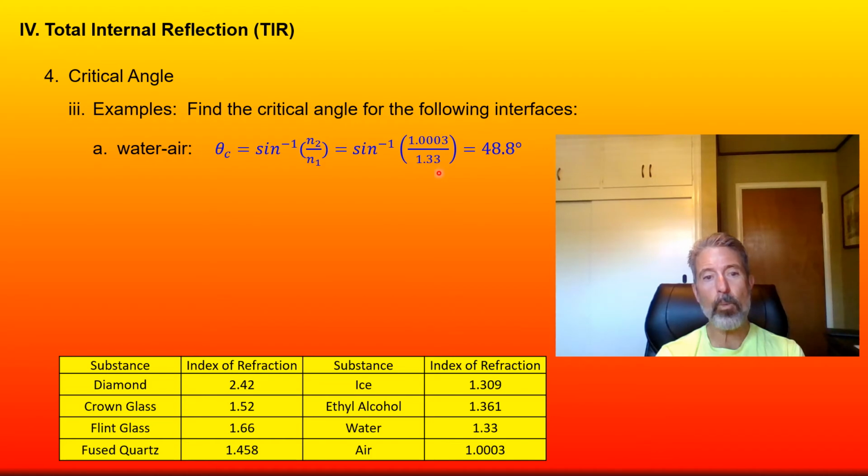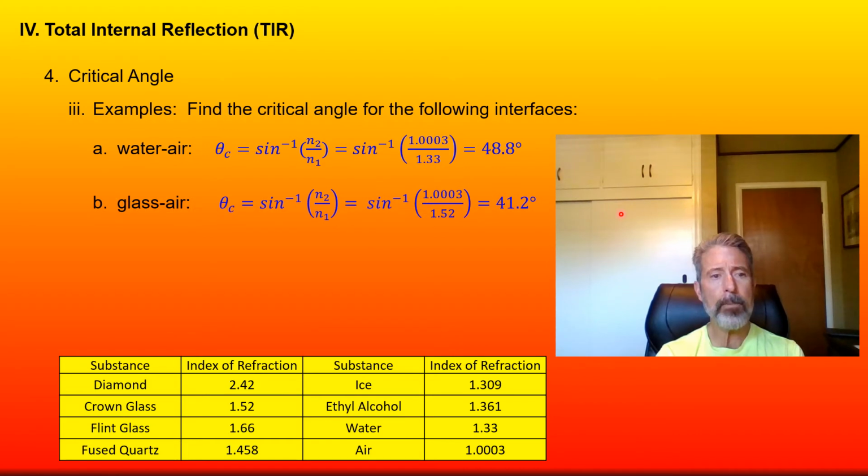1.0003, divided by N1, which is the index of refraction of water. So we see here 48.8, about 49 degrees, is the critical angle for water and air. If we look at glass and air, going through the same calculation here, once again, the light ray must be traveling from glass into air. So we've got the index of refraction for air for glass.